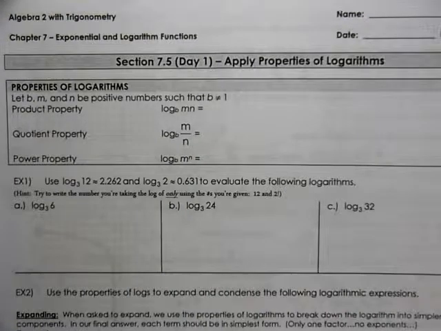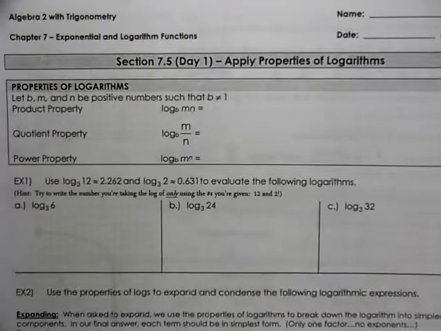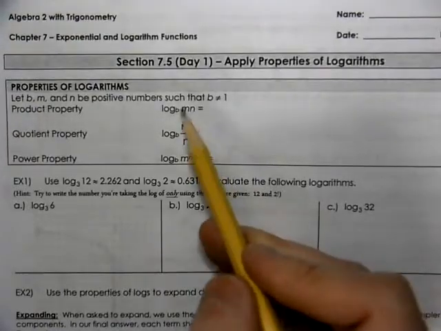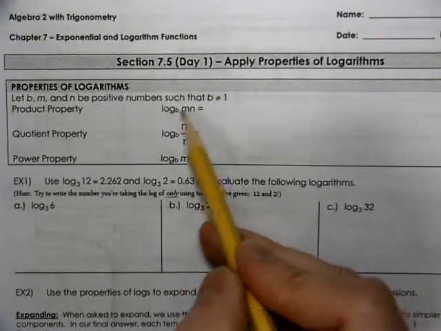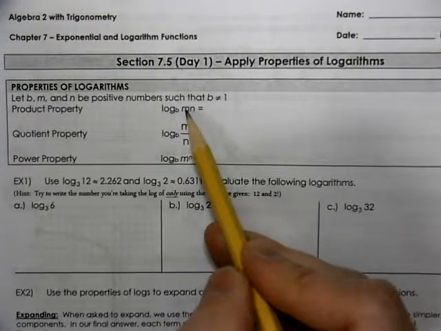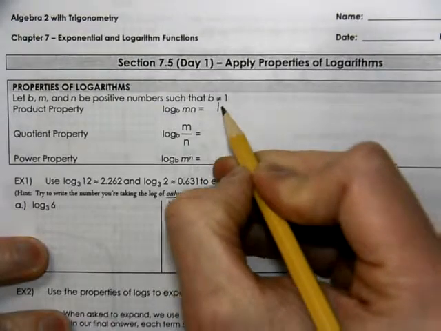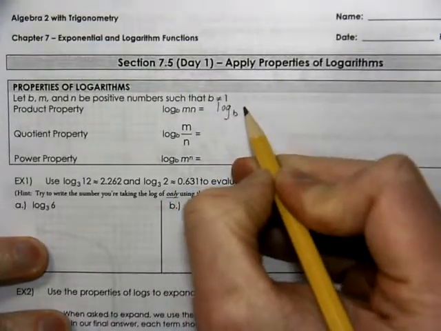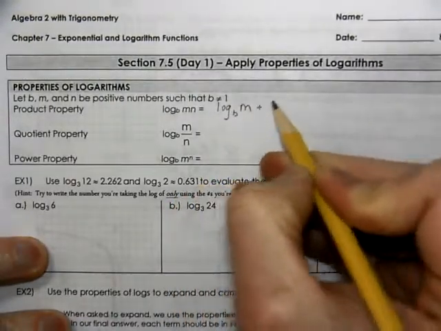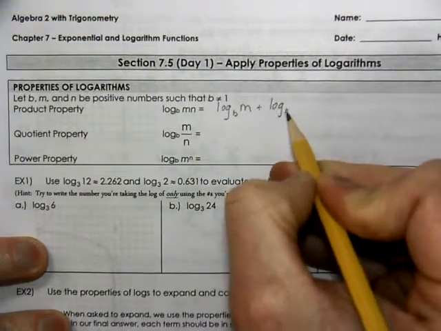This is Algebra 2 with Trig, section 7.5, where we're learning about properties of logarithms. With logarithms, if we're taking the log of a number that can be factored apart, can be broken into two multiples, we can write that with two different logarithms, adding the two together.